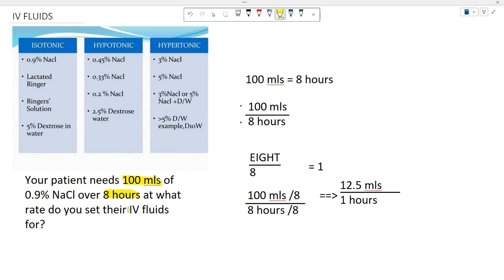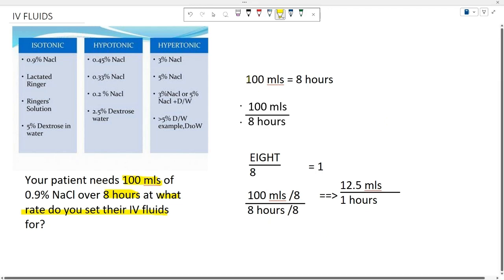But the only thing the problem is asking for is at what rate do you set their IV for, right? It's not talking about what rate do you set the IV for to get so much sodium. No, it's saying, hey look, this is how much fluid I want you to give, and this is what time I want you to give the IV fluid for. And so in this setup, what matters? The only thing that matters is I'm getting 100 milliliters of fluid in that 8 hours.